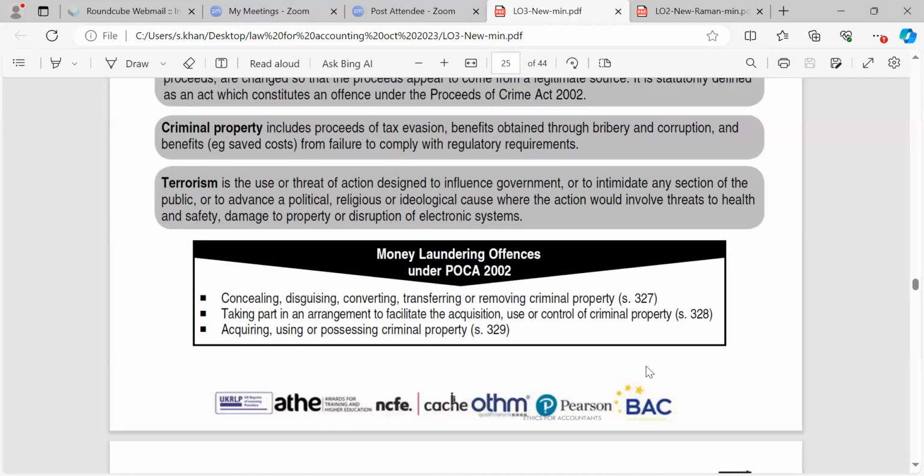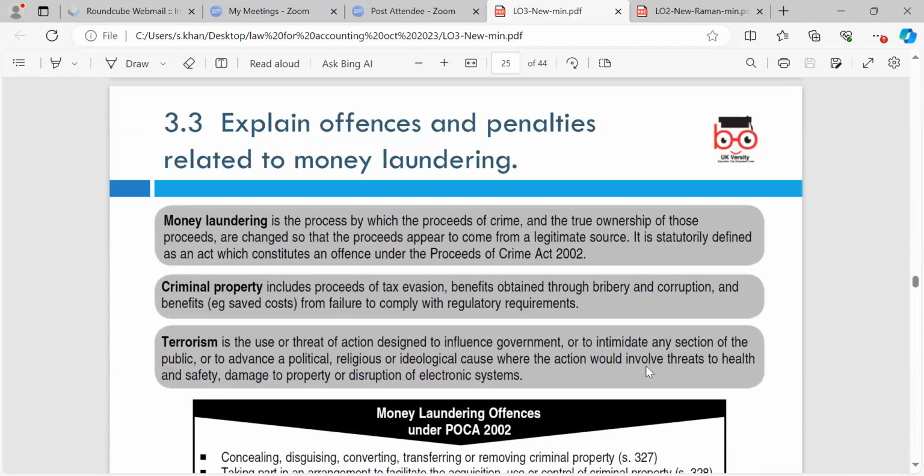The Proceeds of Crime Act 2002 covers concealing, disguising, converting, transferring, or removing criminal property, which is section 327; entering into an arrangement to facilitate the acquisition or use of criminal property, section 328; and acquiring, using, or possessing criminal property, section 329. It's interesting to identify that money laundering does not just happen with smaller firms or organizations. It's quite the bigger ones as well that are involved in tax evasion.